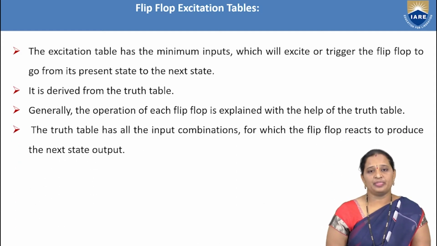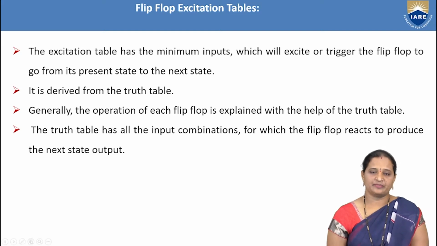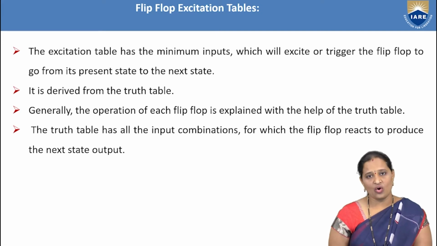So the truth table lists all the possible combinations of input for which we will be able to identify or produce the next state of the flip-flop, or the output of the flip-flop.